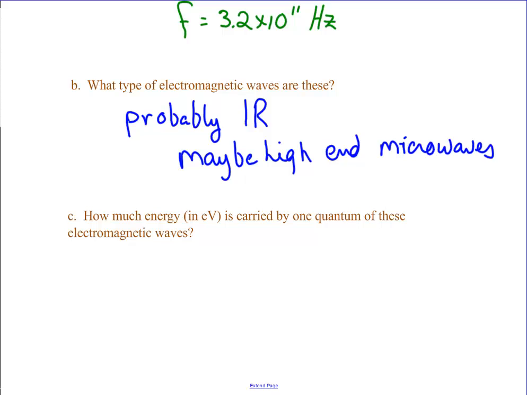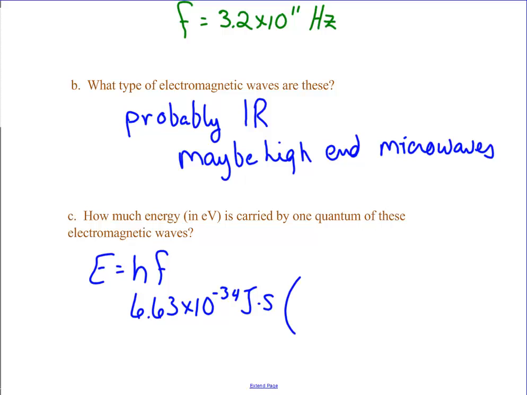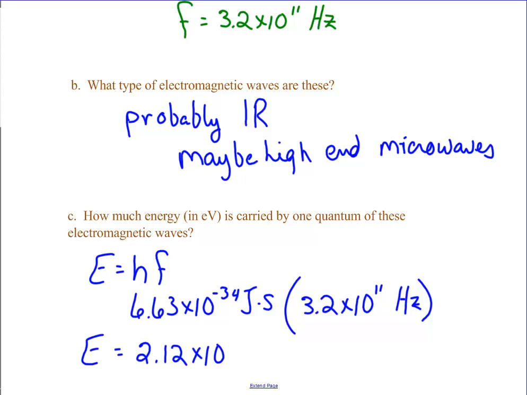I'm going to get to energy first because that's the equation I can use from Mr. Planck. So energy equals h times frequency. So Planck's constant is 6.63 times 10 to the negative 34. The units are joule seconds. Frequency, figure that out as 3.2 times 10 to the 11 hertz. Hertz, remember, is 1 over seconds, so my seconds will cancel. I'm left with joules. Doing the math, I get 2.12 times 10 to the negative 22 joules.